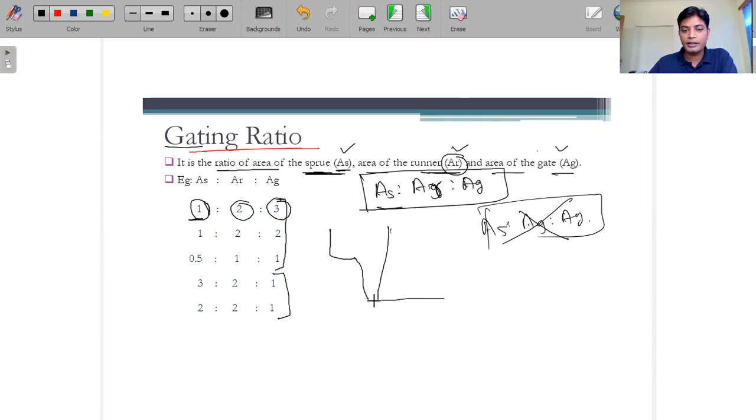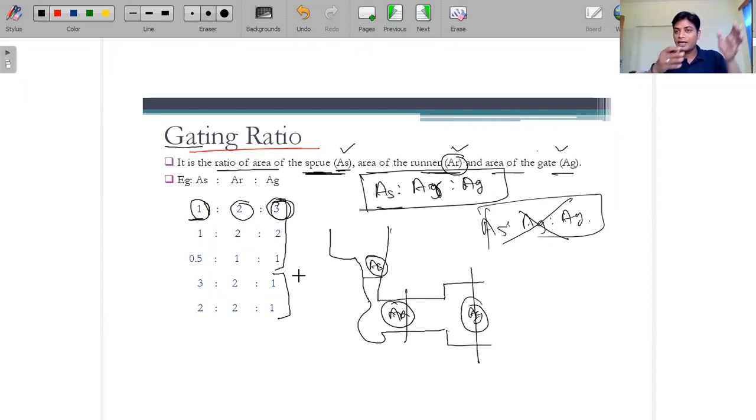So this gate, just consider this is the cross section area. So this is the runner. Okay, and again the area of the gate is increasing. So you cannot make it like this, because the area is decreased here. So you have to increase the cross section area. It means it will be like this. Okay, so this is the area of the sprue, this is the cross section area of the runner, and this is the cross section area of the gate.